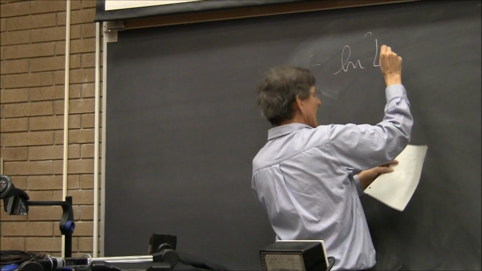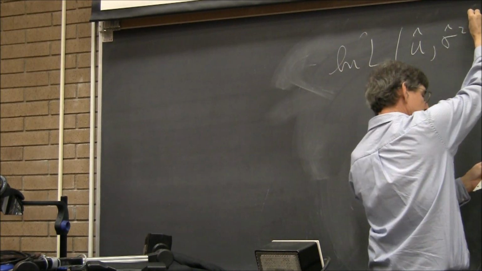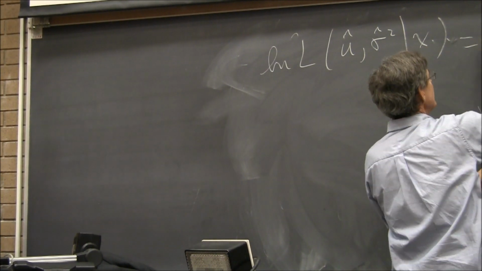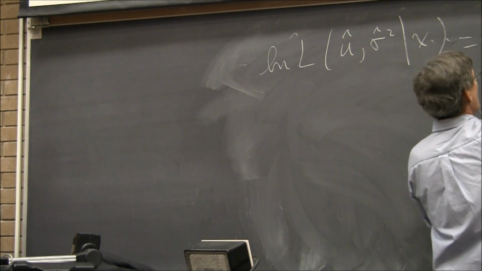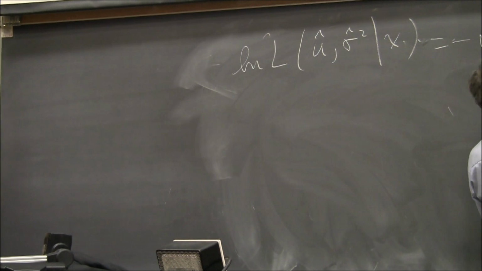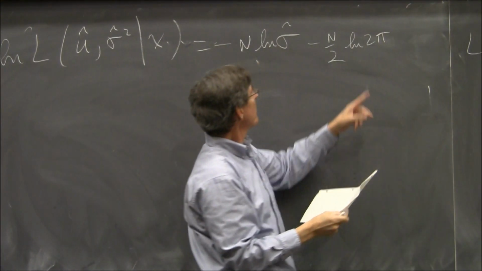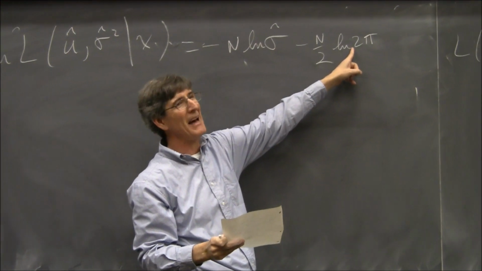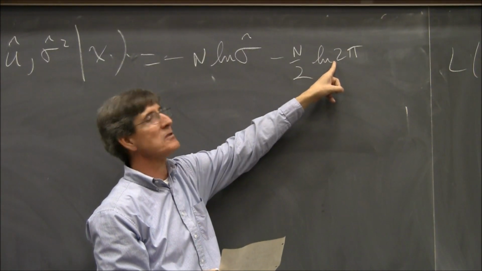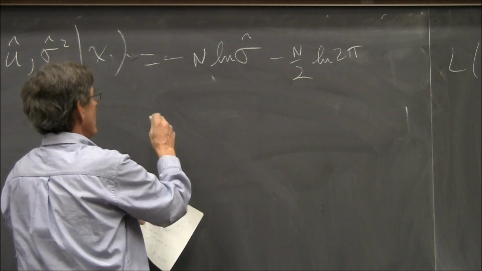So the log L of mu hat, sigma hat squared, given the x's, turns out to be minus n log sigma hat minus n over 2 log 2 pi. We usually throw that out because that constant doesn't matter. When I take the derivative with respect to mu or sigma, it's not going to be there. So there's no sense carrying it around, but I don't want to confuse you by dropping it, so we'll leave it there. But there's no need for it.